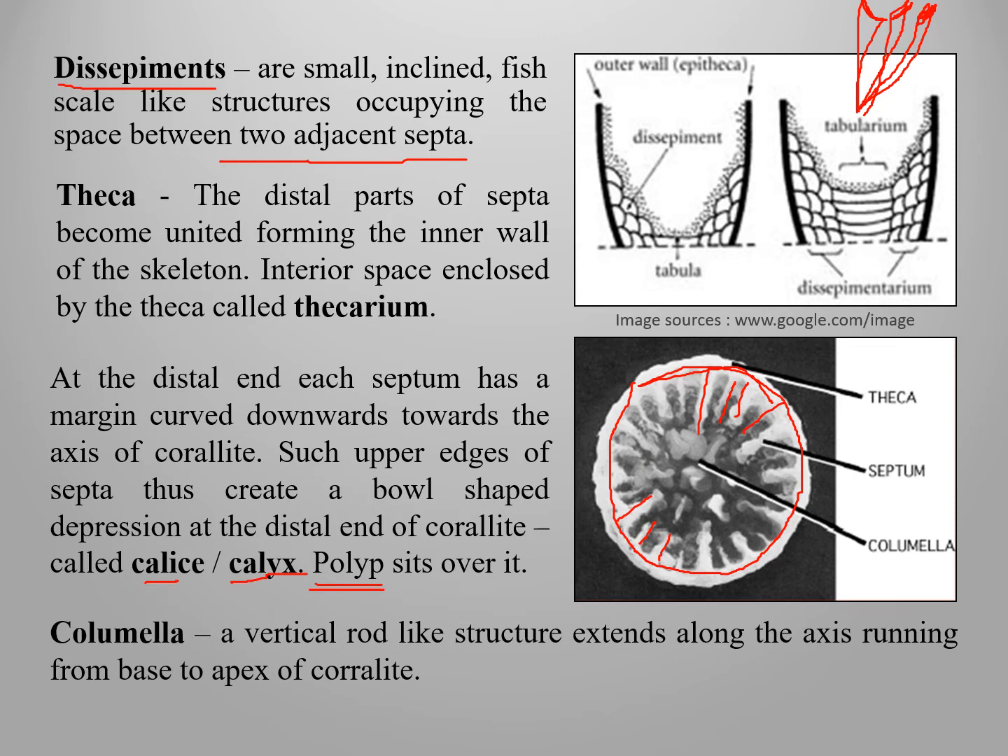Inside the corallite, often at the central portion, we find a vertical solid rod-like structure which forms due to fusion of the septa. These septa often meet at the central part. Here you can see at this central part there forms a longitudinal solid rod-like structure, and that structure is known as columella.